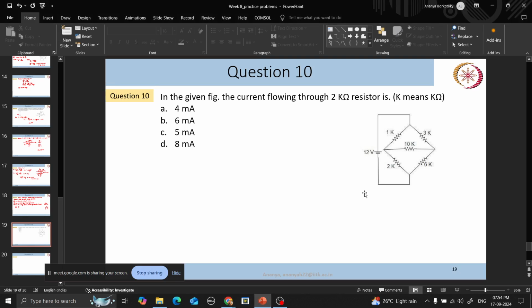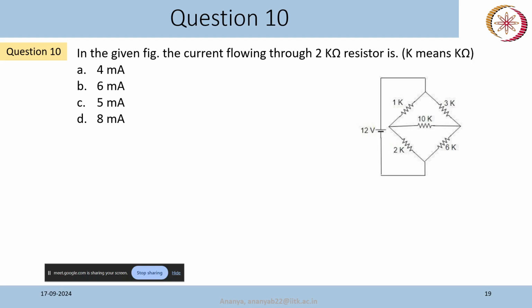Let's get back to this question. So does anybody have the answer? What is the current flowing through this 2 kilo ohm resistor? So let me do this. You can see here that this is a balanced bridge.